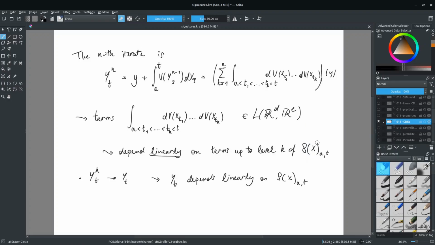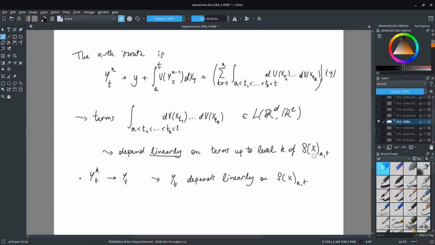Okay, so if we take the nth iterate of this sequence, we get this huge sum. So I get y0 plus the integral of the n minus 1 term, and that's simply going to be a big sum of some iterated integrals. So all of these depend linearly on signature transform terms, which means if I have the full signature transform, I can just easily compute the solution here.